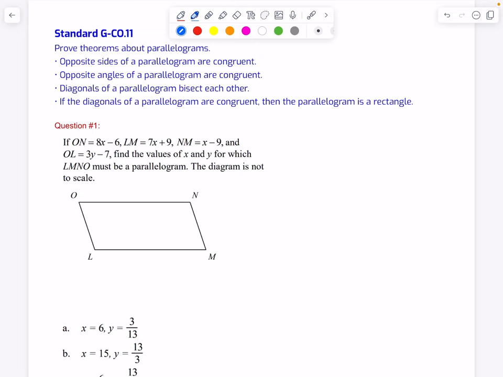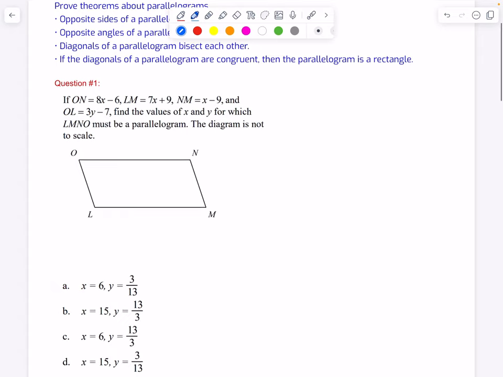In this video, we're going to take a look at standard G-CO.11. It talks about proving theorems about parallelograms. Theorems about parallelograms are: opposite sides of a parallelogram are congruent, opposite angles of a parallelogram are congruent, diagonals of a parallelogram bisect each other, and if the diagonals of a parallelogram are congruent, then the parallelogram is a rectangle.